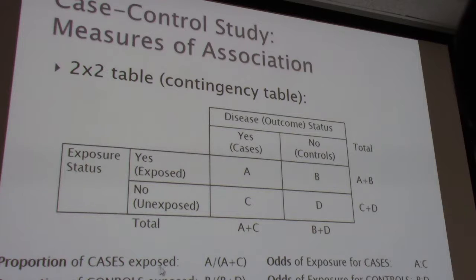In the cases, the proportion of cases that have been exposed would be A over A plus C. So these are the cases that are exposed, and this is the total number of cases. The proportion of controls would be this number over this number. The odds is different than proportion. So the odds of exposure in cases would be A to C, so 1 to 2, or it could be 1 to 1. And then you calculate this ratio.